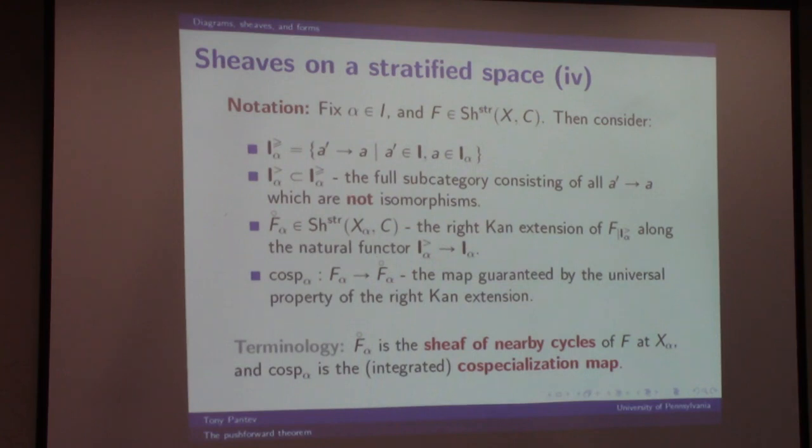You can also define nearby cycles, so you can look at all paths that end in your stratum, or you can look at all paths that are non-contractible and end in your stratum. The nearby cycles are just the extension of the values of your diagram on all paths that end on your stratum and are non-contractible, to all the paths that end in your stratum. So again, it's a purely combinatorial algebraic description. You have these nearby cycles, and you have the co-specialization map, which is coming from the unit of the right Kan extension.